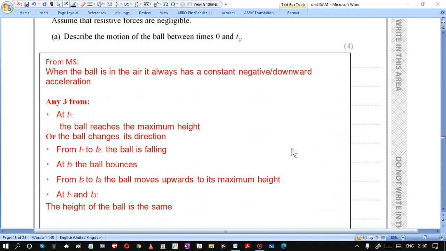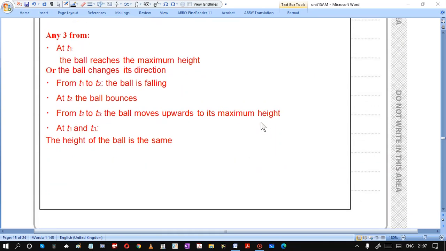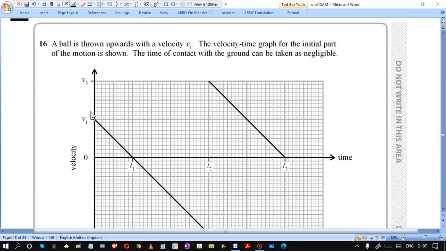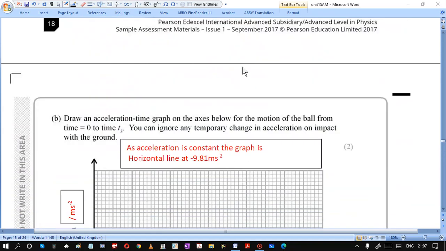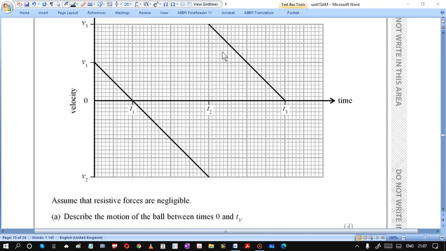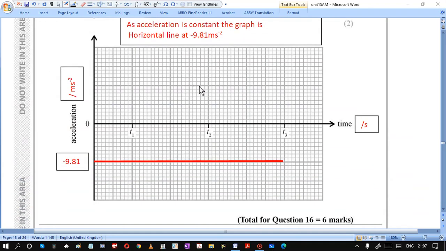So here are answers from the mark scheme. Draw an acceleration time graph on the axis below for the motion of the ball. Okay, first of all, we know that under gravity we have constant acceleration, and we see it from the gradient. The gradient for a straight line is constant, and it is 9.81. Even although we don't see values here, we know it is near the Earth's surface.